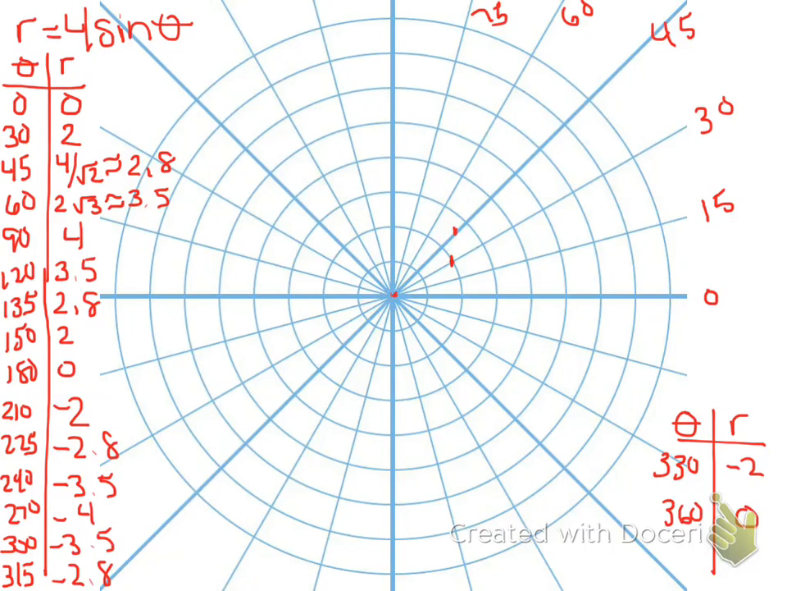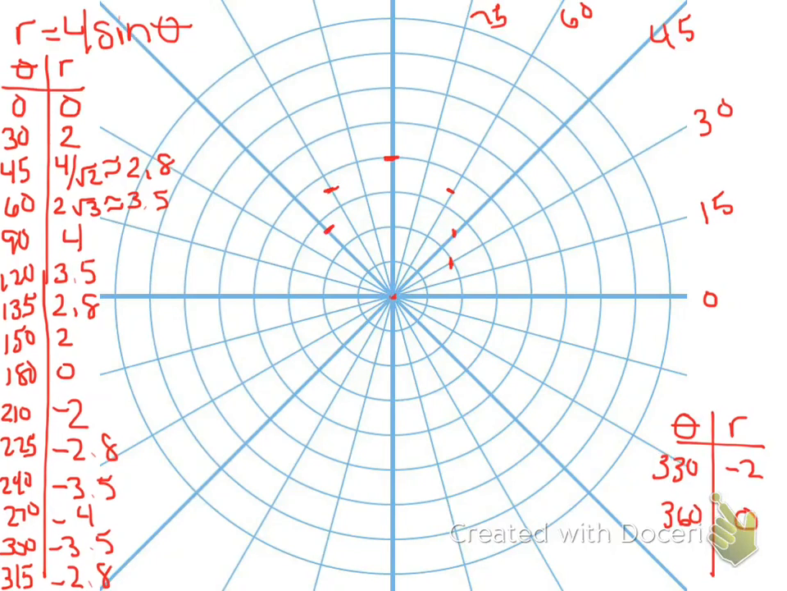Then we go to 3.5 up to 60, right around there. Then we have a radius of circle 4, 90, 3.5, 120 degrees. That's going to be over here. 2.8, 135 degrees would be about right there. 2, 150 degrees would be right here.